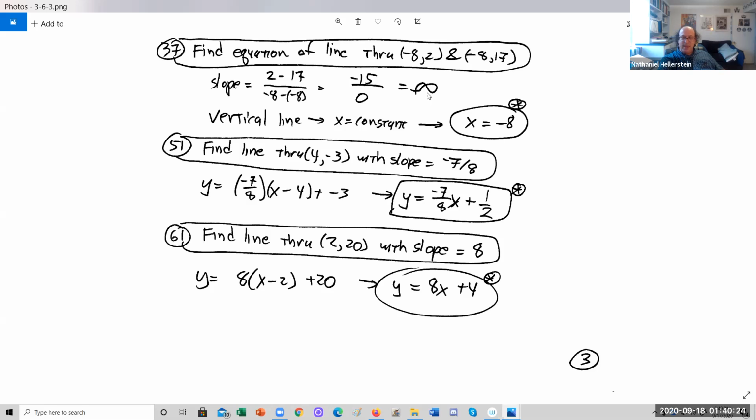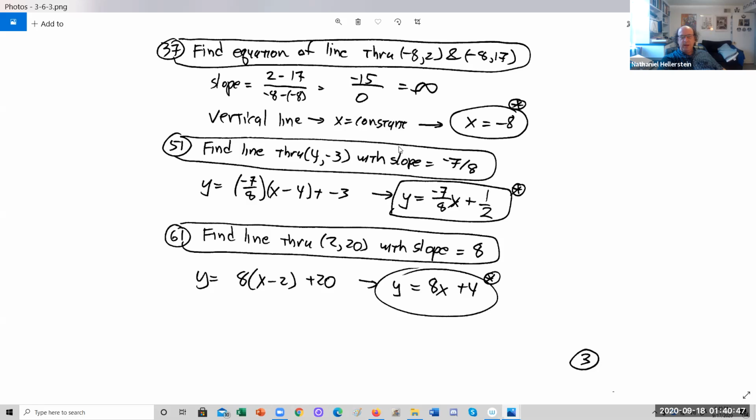And as I said, if you try and put infinity for a slope in y equals s times (x minus h) plus b, infinity just messes everything up. But that's all right. Infinite slope means a vertical line, which corresponds to x equals constant. And the constant, as you can see here, is negative 8. So the equation is x equals negative 8.